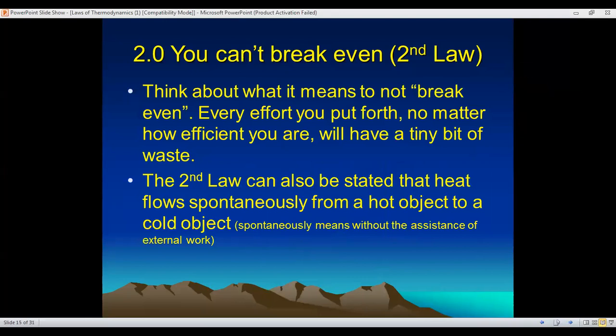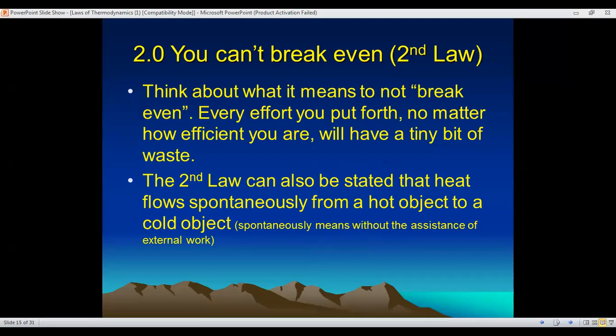Okay. So the second law of thermodynamics is what we are now going to study. Think about it as: you can't break even. Every effort you put forth, no matter how efficient you are, will have a tiny bit of wastage. What is the purpose? What is the meaning of that?